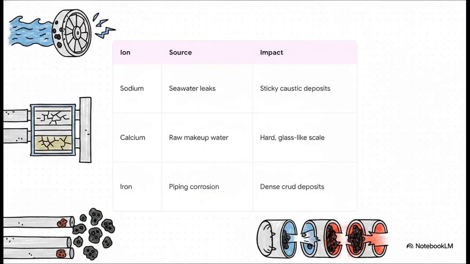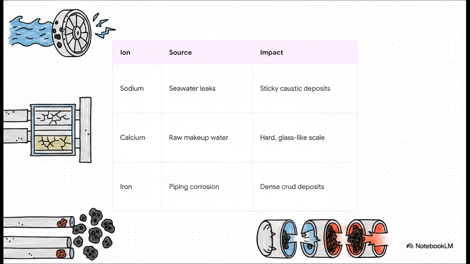Let's take a closer look at these specific cation villains. First up is sodium. This guy often sneaks in from seawater condenser leaks. Once inside, it combines with other elements to form these incredibly sticky, corrosive, caustic deposits right on the turbine blades. Next, you've got calcium and magnesium. If your raw water treatment plant has a hardness breakthrough, these ions rush in and literally bake into this hard, glass-like scale on your heat transfer surfaces.